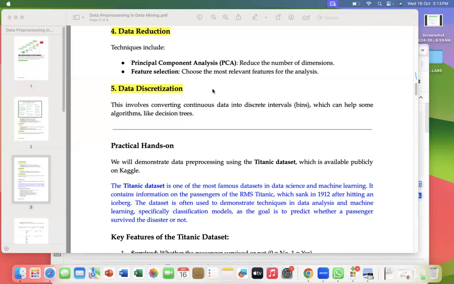that falls under data reduction techniques. Similarly, you can choose the features yourself, whatever features are important, the most relevant features for the analysis. This is again one data reduction technique.